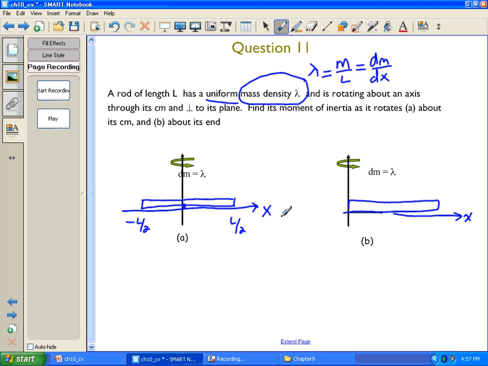We want the moment of inertia as it rotates about that center of mass axis, and also in part B about its end. In this case, the left end is at the origin and the right end is at L. So in other words, we have to do an integration.